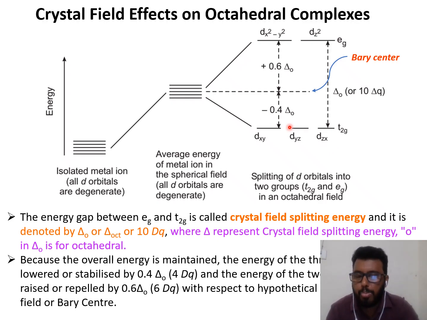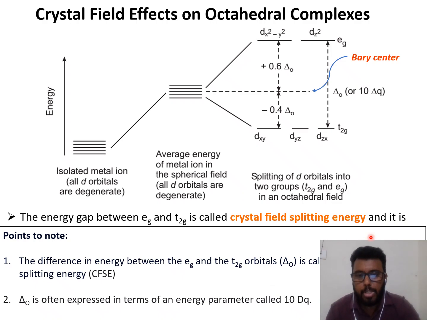Out of 10, it is 4 Dq. If you consider it as 1, then it will be 0.4. Am I right? So minus 0.4, and the energy will be raised by, if it is 10, then it is 6 Dq. Whereas delta O means, if you consider it as 1, then it will be out of 1, 0.6, plus 0.6. So this magnitude is also important. So all these energy assignments are based with respect to the hypothetical energy field or barycenter.